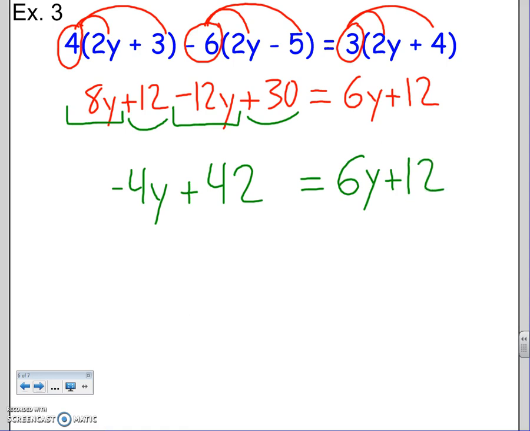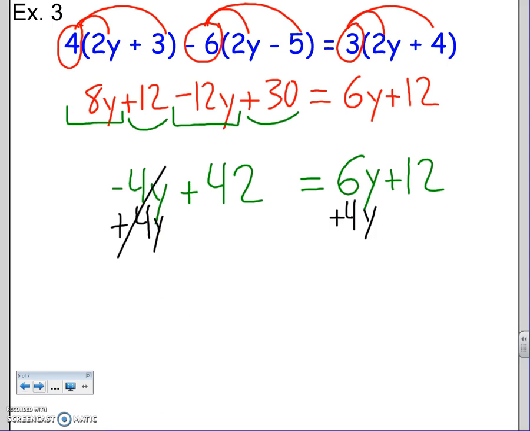All right. Now step 1 is the variable on one side. I see there's a negative 4y on the left and a positive 6y on the right. We generally like moving the smaller number. So negative 4 is smaller than positive 6. So I'm going to move that 4y to the right side. So opposite of negative 4y is positive 4y.